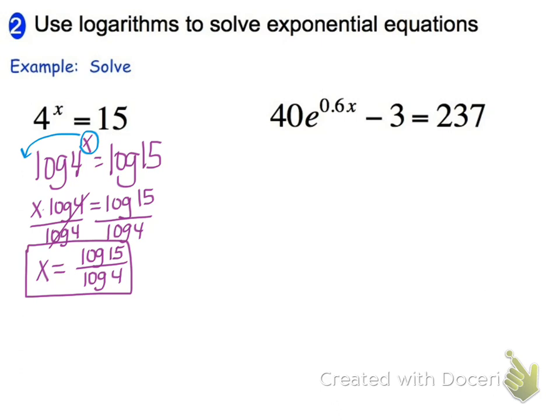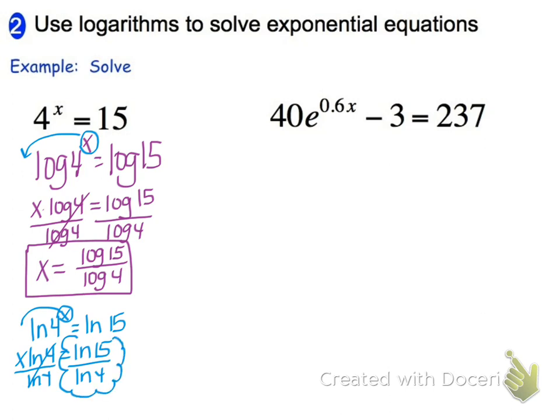I do want you to know that you can do the same thing with natural log. You could have ln both sides. Let's just show it with the natural log. We could have done the ln of 4 to the x and the ln of 15 and brought the x down in front, and then divided by the ln of 4. If you do the ln of 15 divided by the ln of 4, and the log of 15 divided by the log of 4 in your calculator, you will see that they actually are the same answer. So either of those would work.